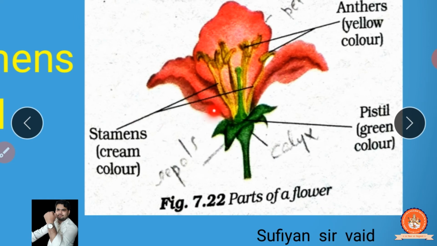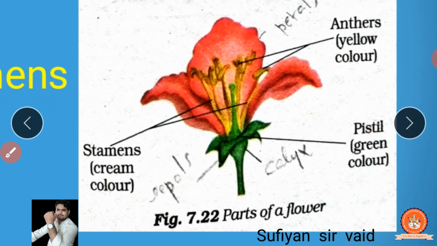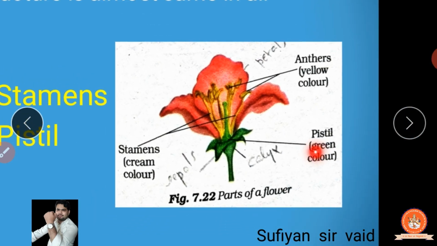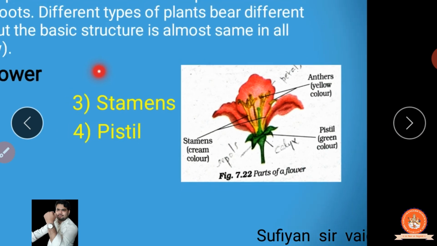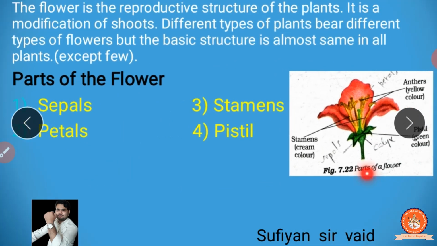Now the third point, the stamens. This is the stamen. The upper portion of the stamen is known as the anthers. Here we are getting different types of plants, and the pistil and several others are on the next page.